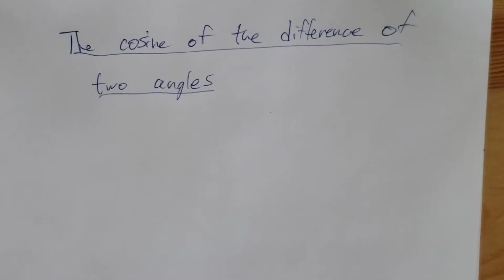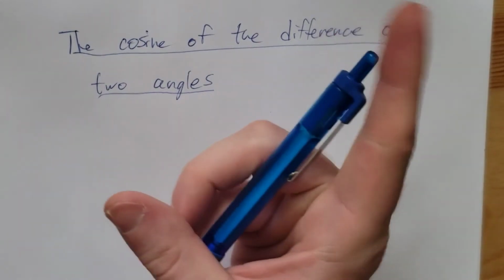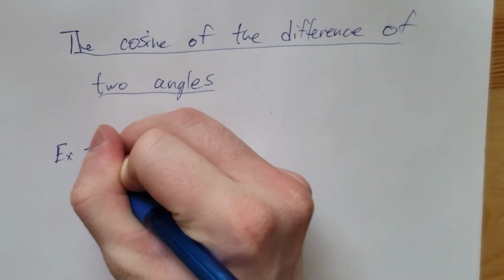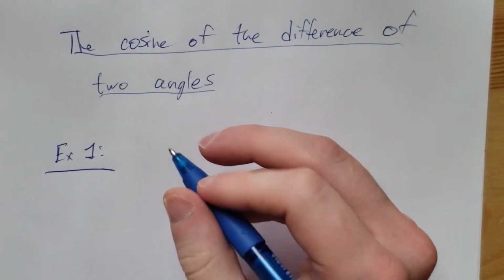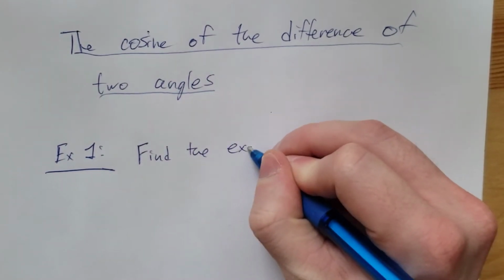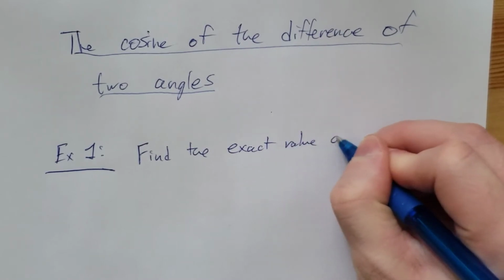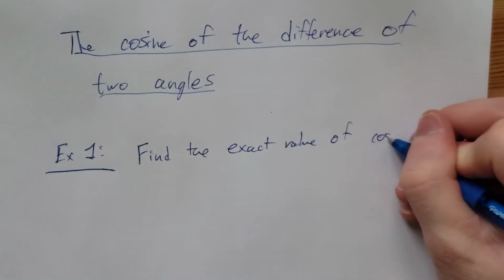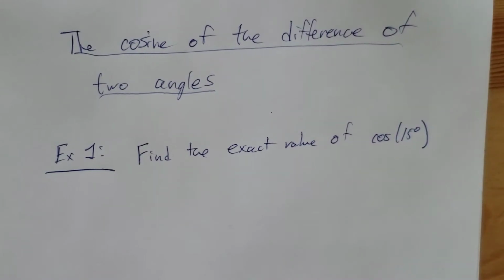In this video, we're going to be covering the sum or difference of cosine, sine, and tangent, and the identities related to those, and we'll just do some examples to show off the power of those identities. So we'll start with example 1, which asks us to find the exact value of cosine of 15 degrees.